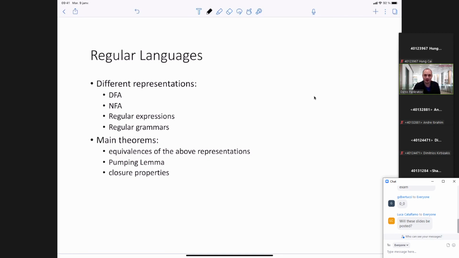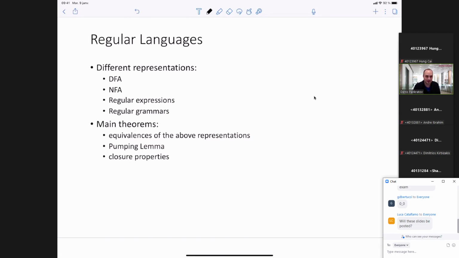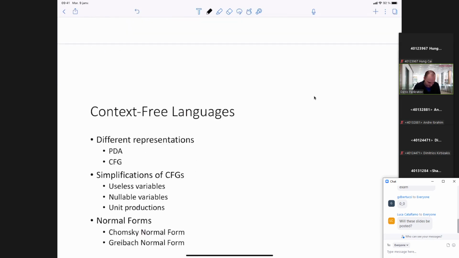Okay, for regular languages, we have the following 4 different representations: DFA, NFA, regular expression, regular grammars. You should know the definition of each and how to convert between them, and be able to come up with a representation of a given language in terms of these. The main theorems include equivalences between different representations, pumping lemma, and closure properties. So typically we ask questions on these kinds of topics.